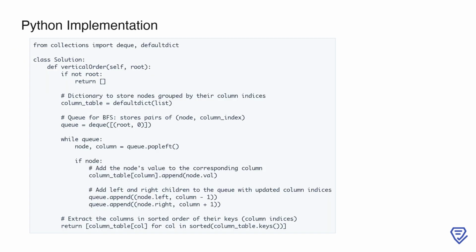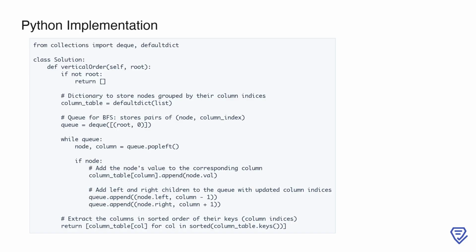This implementation solves LeetCode problem 314, Binary Tree Vertical Order Traversal, using a breadth-first search (BFS) approach. Let's break down the solution step by step. First, we import deque and defaultdict from the collections module. Deque is used for BFS traversal, and defaultdict helps in grouping nodes by their column indices efficiently.